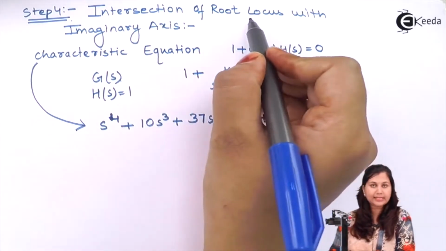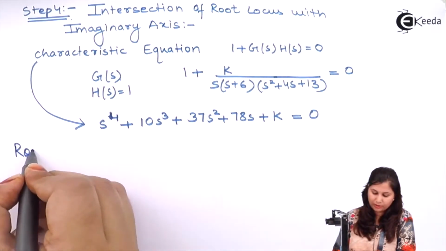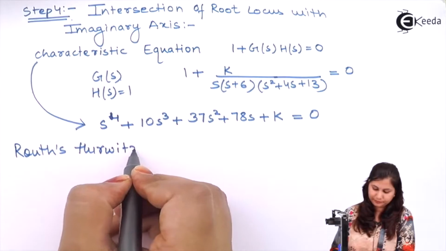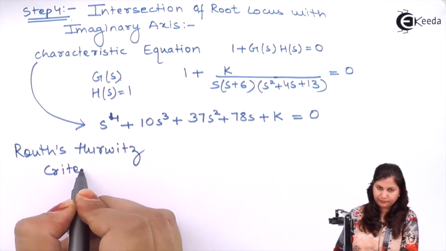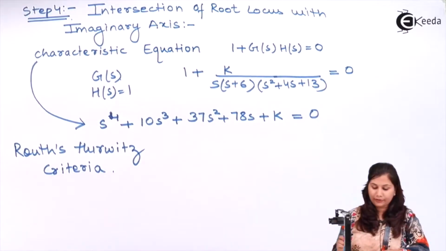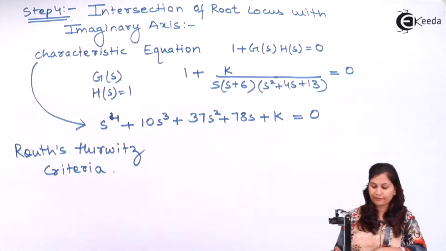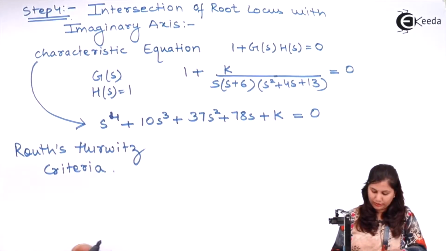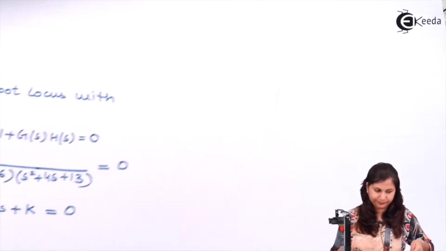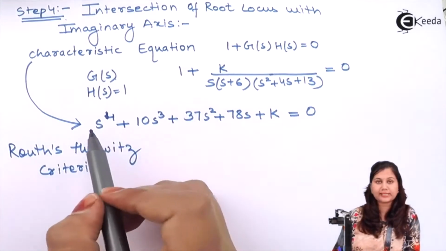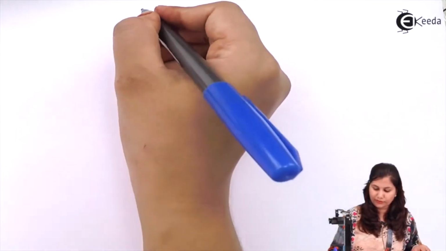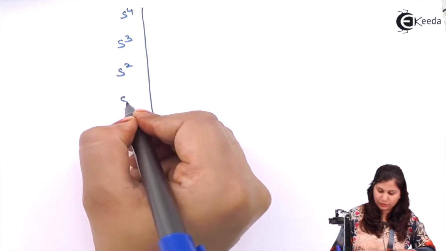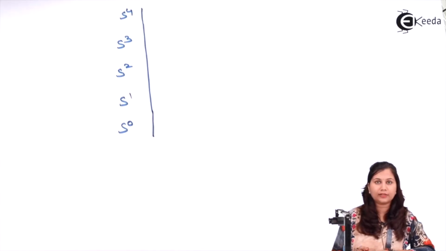Now for finding the intersection of the root locus, we will use the Routh-Hurwitz criteria. For this we will have to form the Routh array using this characteristic equation. So let's form the Routh array. The highest power of s in this equation is s to the power 4. So we will start from s to the power 4, then s cube, s square, s to the power 1, and s to the power 0.